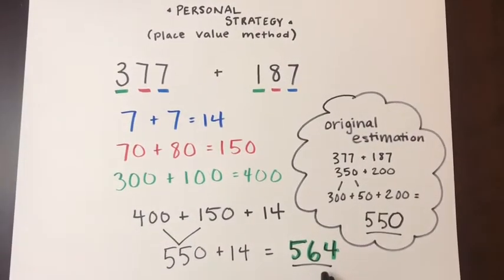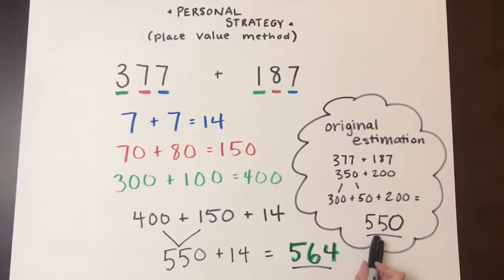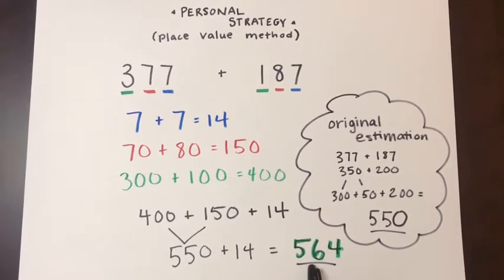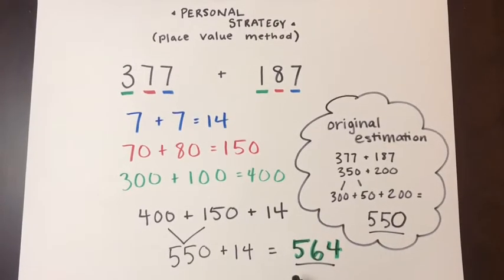Lastly, we will compare our original estimation of 550 to our sum of 564. There is only a difference of 14, therefore our estimation was pretty close to our true sum.